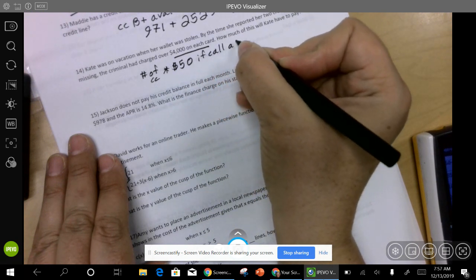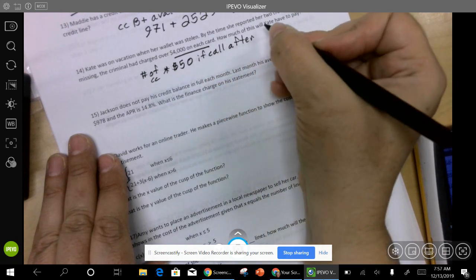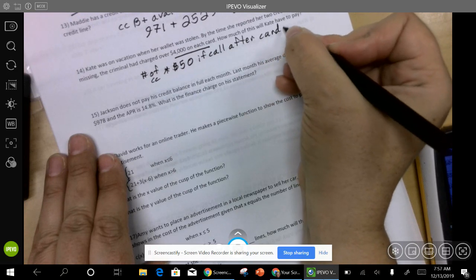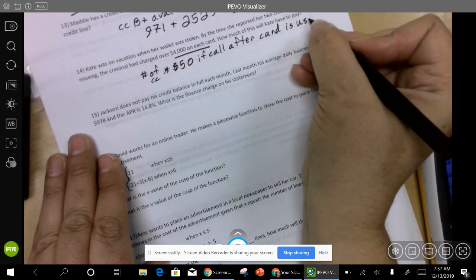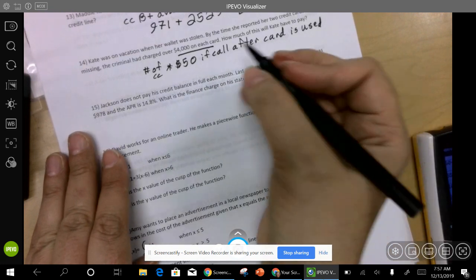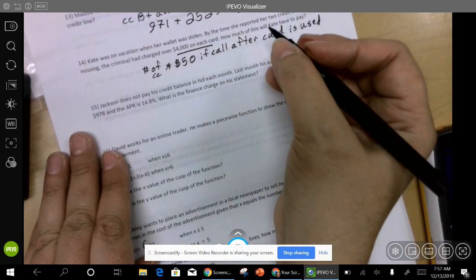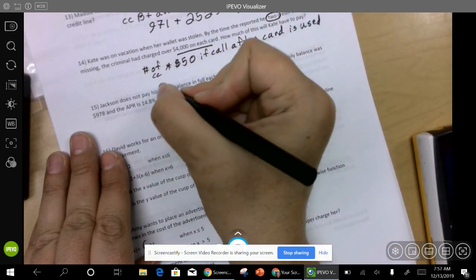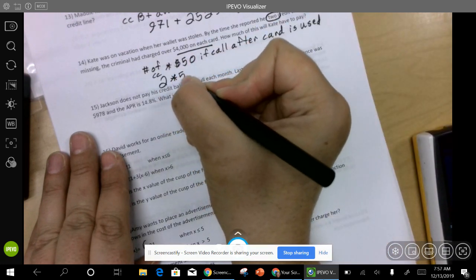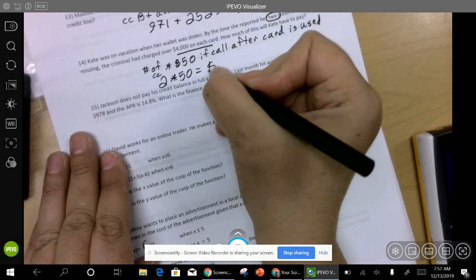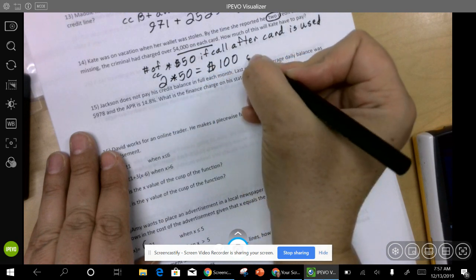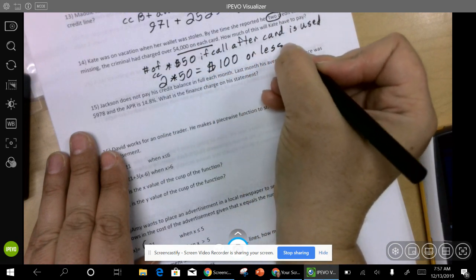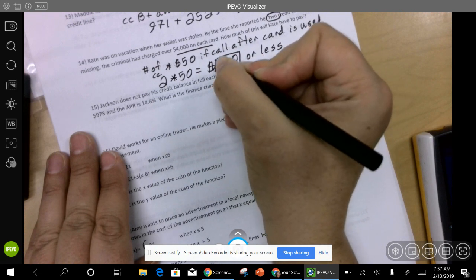If you call after the card is used. Okay. If you were able to call before they use the card, then she would be responsible for 0. So she reported 2. So 2 times 50. So she's going to be responsible for $100 or less. Like I said, they're getting pretty good at catching them.